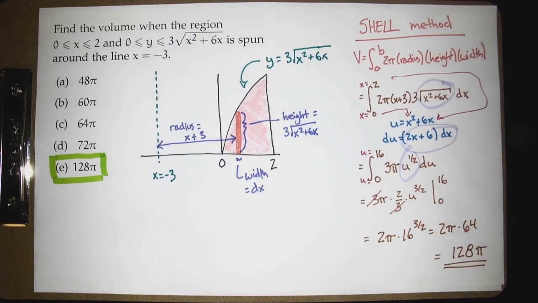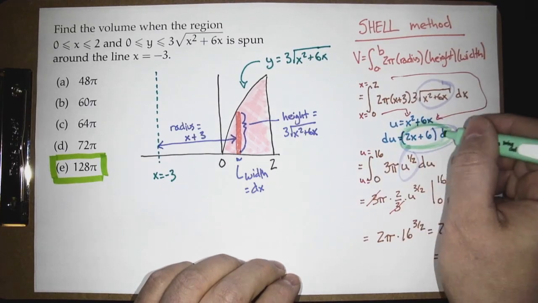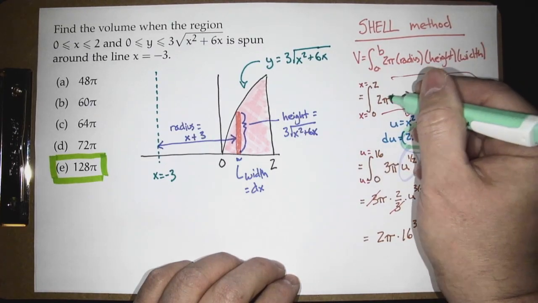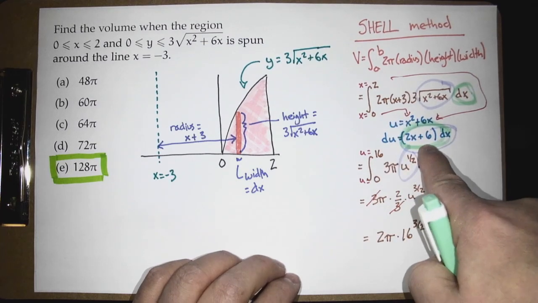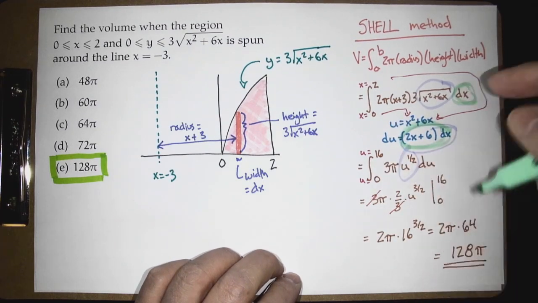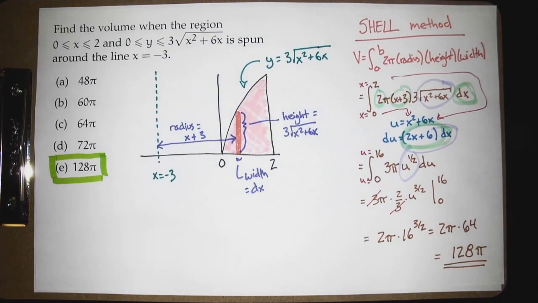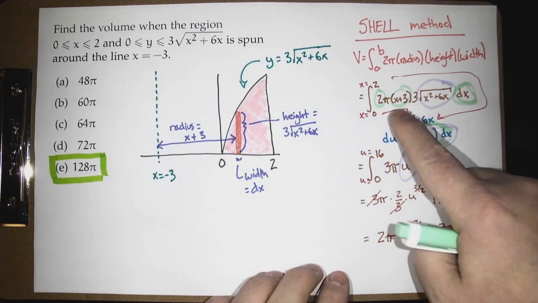I should probably switch to a different color here. So, all right, how do we get that? Well, we have the dx, and then we have x plus 3. Well, x plus 3 is not quite 2x plus 6, but if I take the 2 times x plus 3, that is 2x plus 6. So that's the green part.